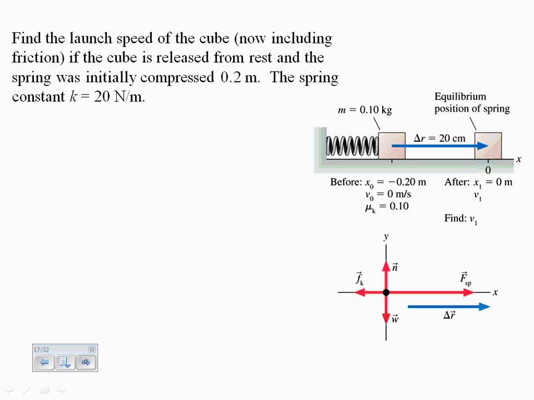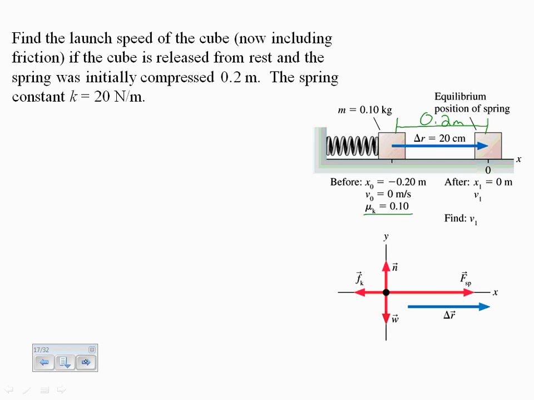The final problem that we're going to look at in this set is almost identical to the problem that we started with. We have the same block with a mass of 0.1 kilograms, with the same force constant, or spring constant, of 20 newtons per meter, and it's compressed the same 20 centimeters, or 0.2 meters. The difference is we have friction. We know that the coefficient of friction is 0.1.